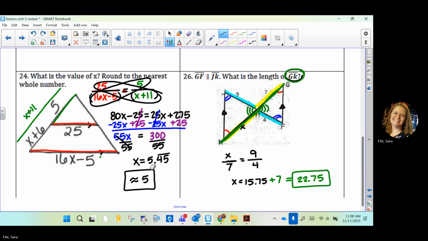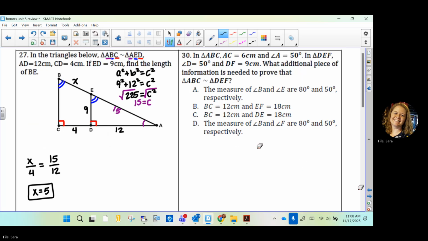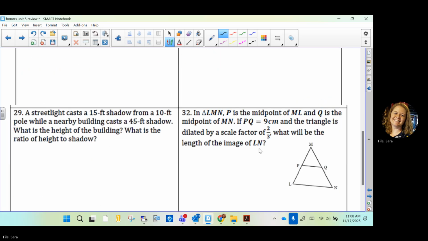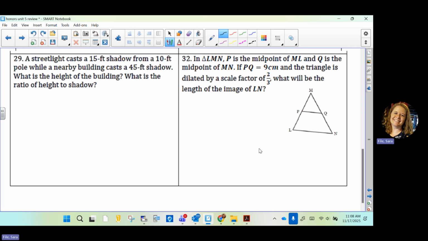32. All right, 32 says triangle LMN. In triangle LMN, P is the midpoint of ML. Q is the midpoint of MN. So I'm going to mark that. That means that these are congruent and these are congruent. If these are midpoints, this is a mid-segment, yes? We learned that in the last unit.